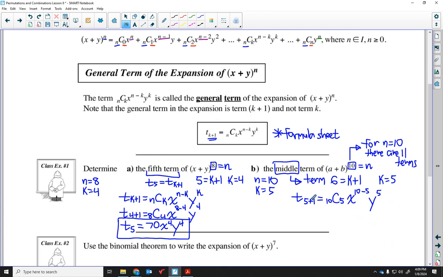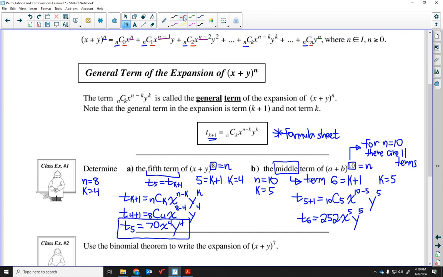So if we simplify that, note right here we have t5 plus 1. So that's now going to give me term 6. And term 6 is the middle term. 10 choose 5 has a value of 252. And then we would have x to the power of 5. And then we would have y to the power of 5.